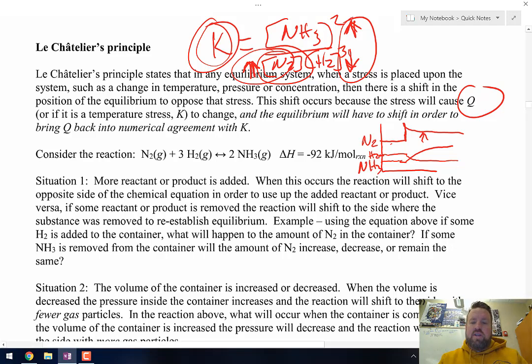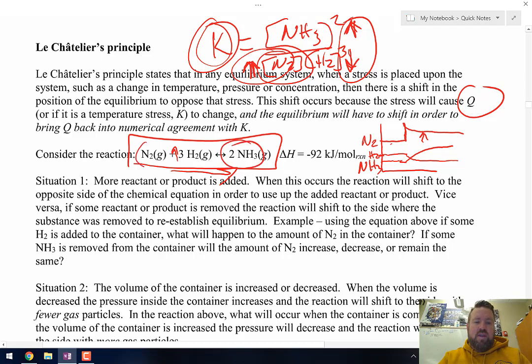So an example, using the equation above, if some hydrogen were added to this container, the concentration of hydrogen would go up. The reaction is going to shift to the side to use up that additional hydrogen you've added. So the amount of ammonia would go up, the amount of nitrogen would go down. So the amount of nitrogen in the container would decrease.